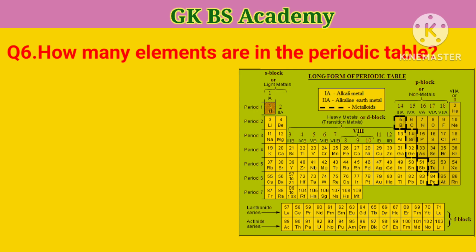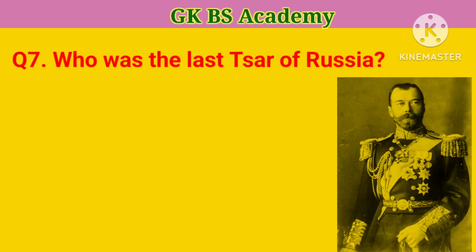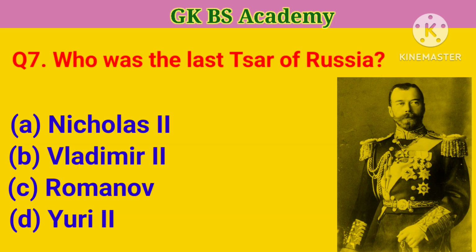Question number 6. How many elements are in the periodic table? Options are A. 116, B. 117, C. 118, D. 119. Right option is C. 118. Question number 7. Who was the last Tsar of Russia?